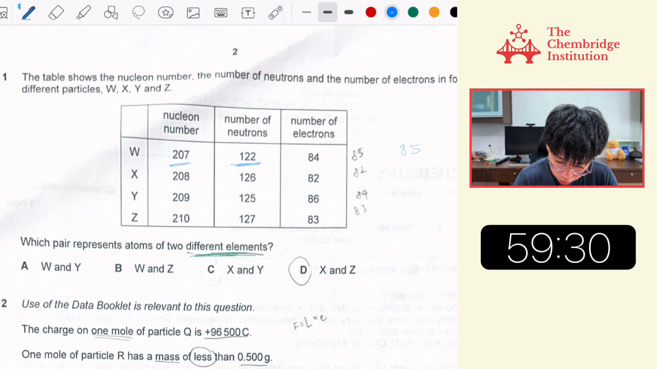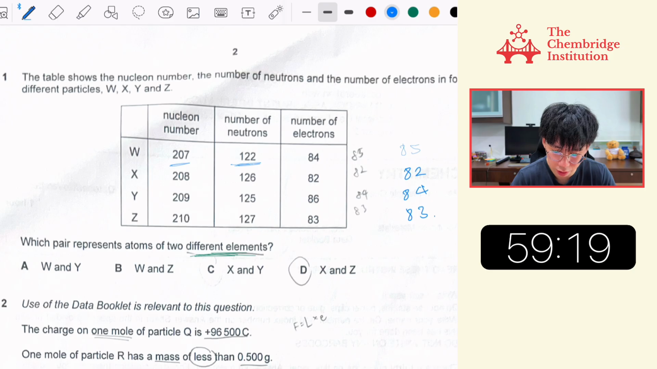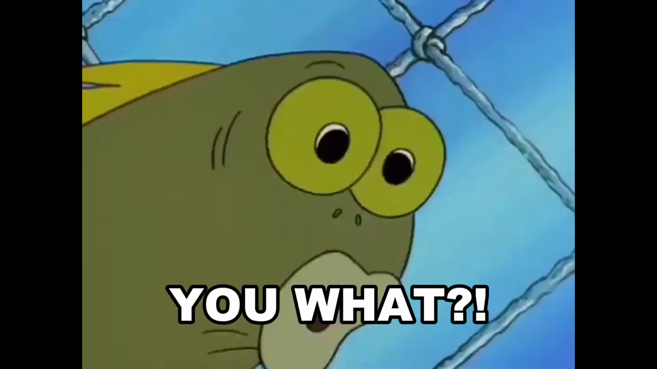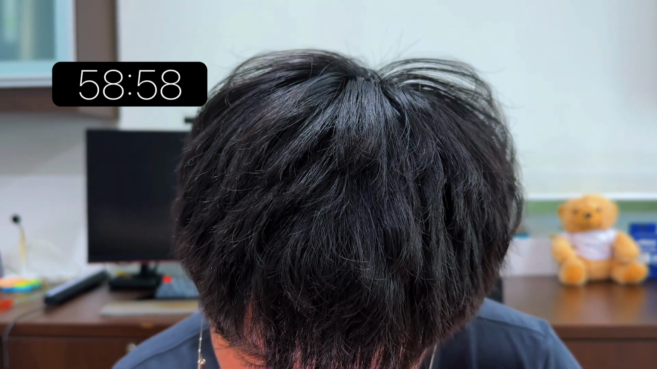And then this is 82, right? And 209 minus 125, this is 84. And then 210 and 127, this is 83 over here. They seem to have all different numbers of protons. It's 4 different particles. Which pair represents atoms of 2 different elements? They all seem to be very different.